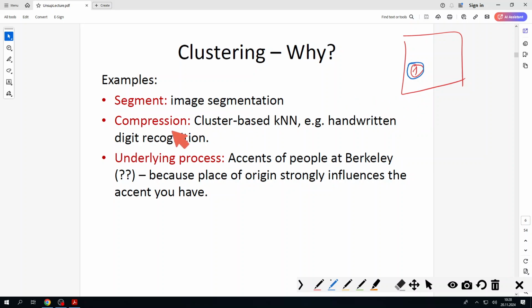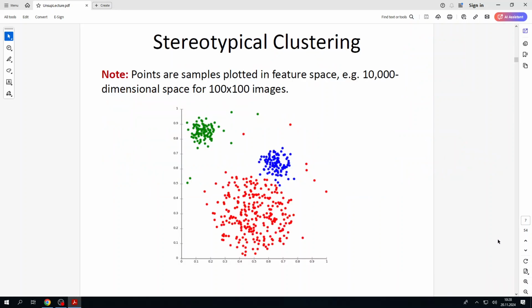Then we can try to do some compression of the data because, well, handwritten digits, as you will see later, can easily be compressed into a much more compact form. And another use is studying some underlying processes, like how exactly your place of birth affects your accent, and stuff like that.